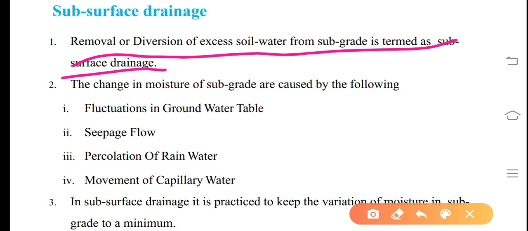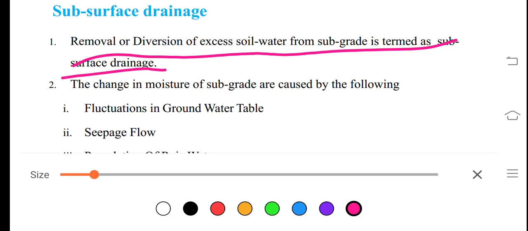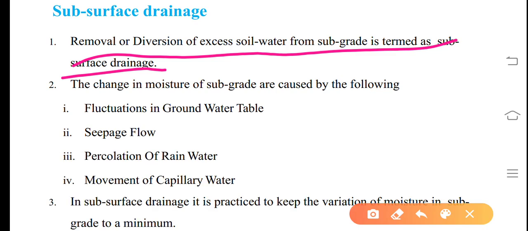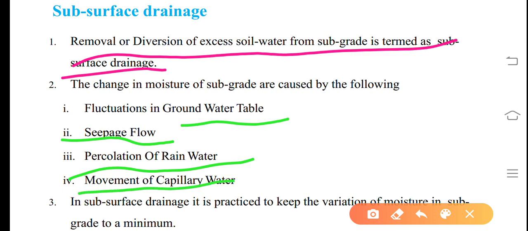The changes in moisture of the subgrade are caused by the following. What are those? Fluctuations in the groundwater table. Usually the water table fluctuates depending upon light rainfall and heavy rainfall. When heavy rainfall falls on the area, the water table suddenly increases, and vice versa. Seepage flow, which could come from anywhere. Percolation of rainwater through impervious soil. Movement of capillary water from underground, that is, from the subgrade itself.